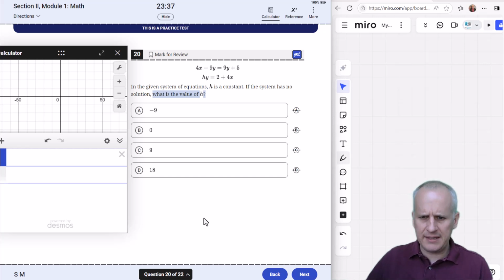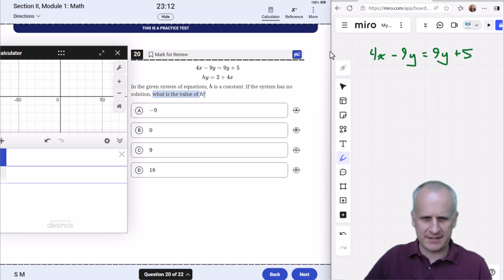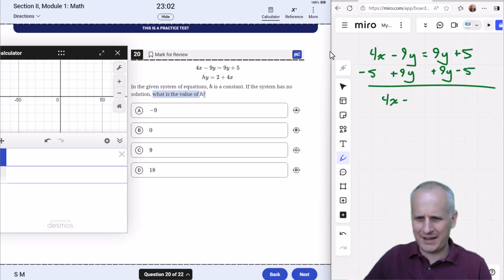So if we understand that conceptually, we need to make sure that we can get our hy and our y's in the top equation to basically be equal to something similar. So we've got this first equation of 4x minus 9y equals 9y plus 5. So I want to get just my y by itself because that's how the second equation is set up. So we're going to add 9y to both sides. We're going to subtract 5 from both sides. And now we've got 4x minus 5 is equal to 18y.